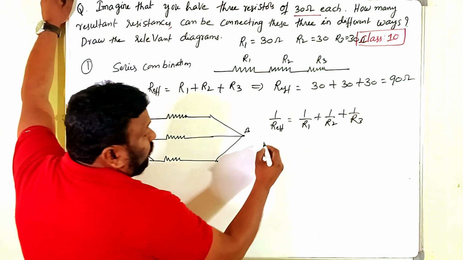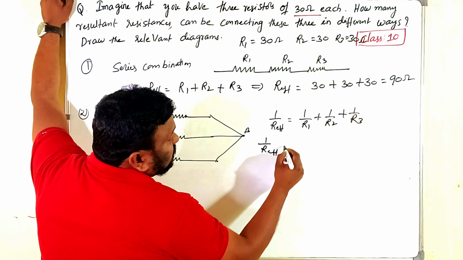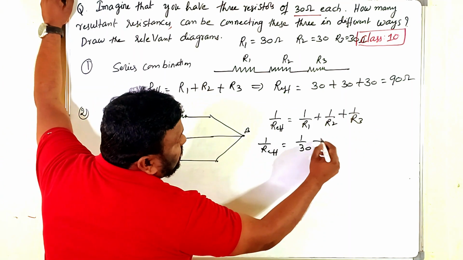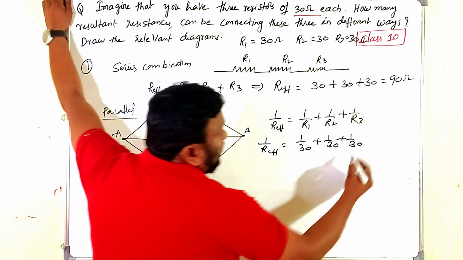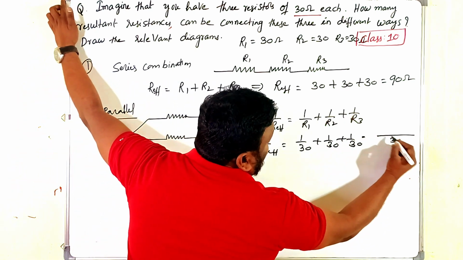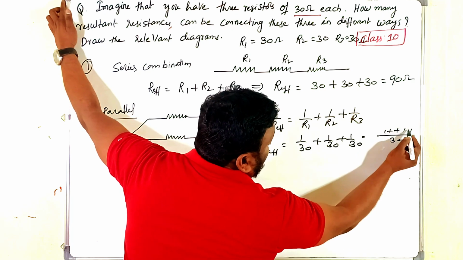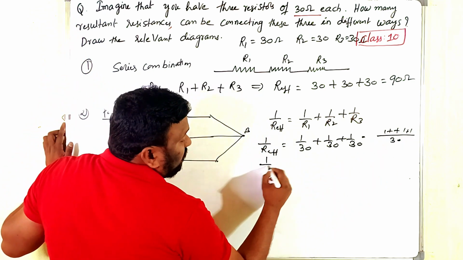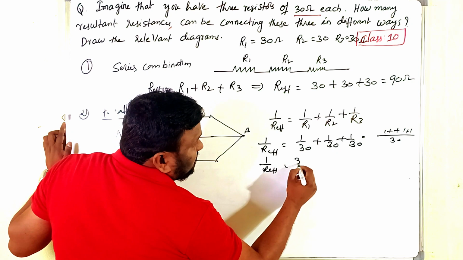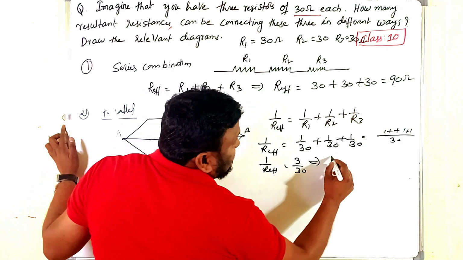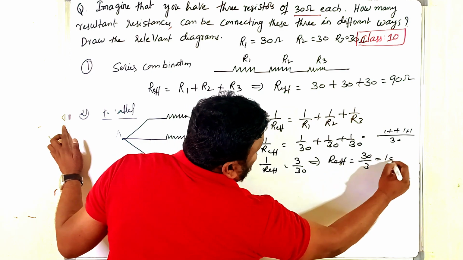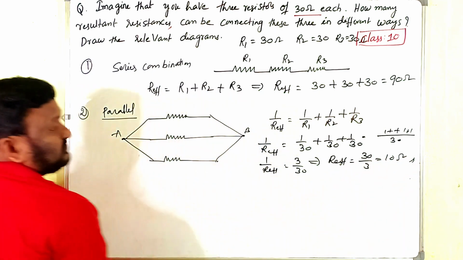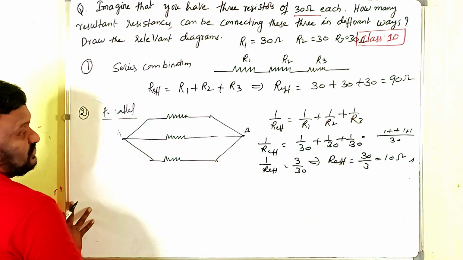Clear? So then 1 by R effective is equal to 1 by 30 plus 1 by 30 plus 1 by 30. That means LCM is 30, so 1 plus 1 plus 1. That is what, children, here? 1 by R effective is equal to 3 by 30. It means R effective is equal to what, children? 30 by 3. That is 10 ohms. 10 ohms in parallel combination.